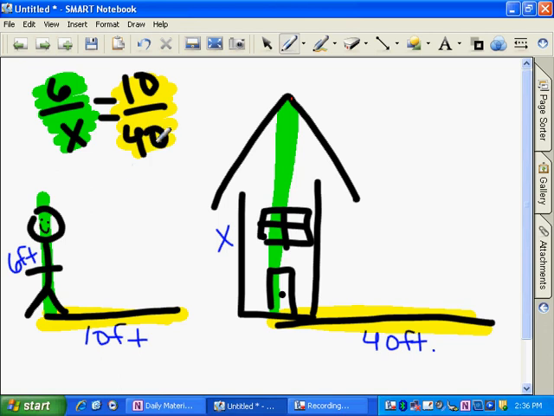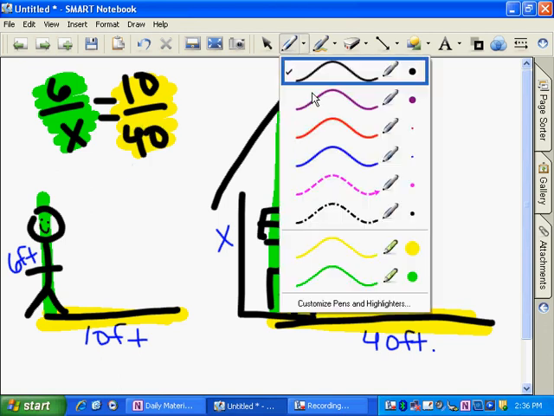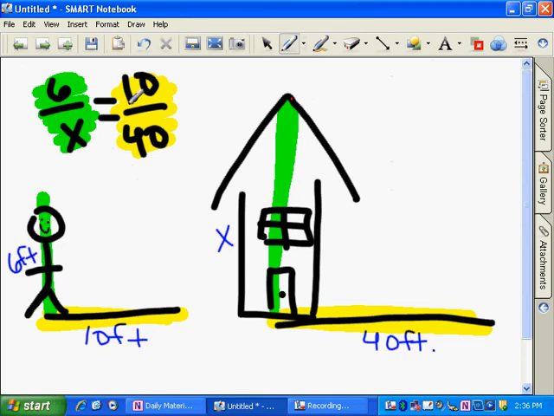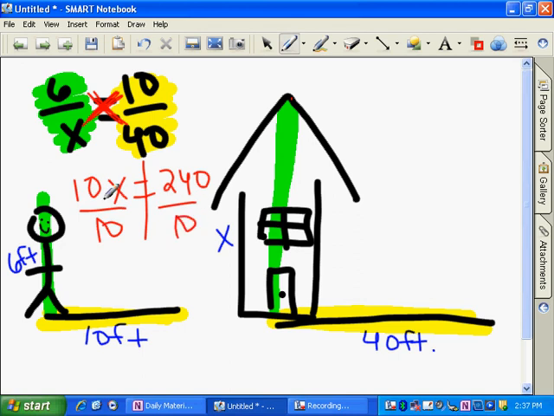Again, some of you may realize a relationship already at this point between the numbers. If not, you can cross multiply. 10 times x is 10x. 40 times 6 is 240. So now to solve the proportion, we're going to divide both sides by 10. And when we do that, we have x is equal to 24. So that means that this house is 24 feet tall.